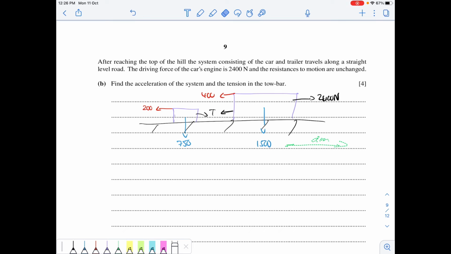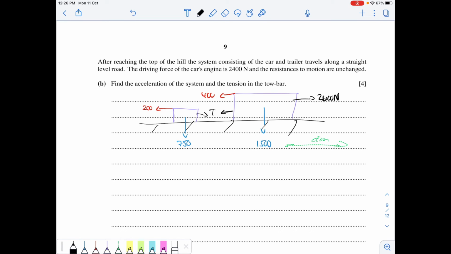So again, we've got to redraw our diagram because it's changed. We're now on a flat horizontal surface. I have marked the direction of motion. I have marked the two different systems independently. So here we have the car, here we have the trailer. There's the resistance for the car, there's the resistance for the trailer, and there's the driving force. The driving force is only coming from the vehicle, it's not coming from the trailer. And then we have this tension, and using Newton's third law, for every action there's an equal and opposite reaction, that tension has to be the same.